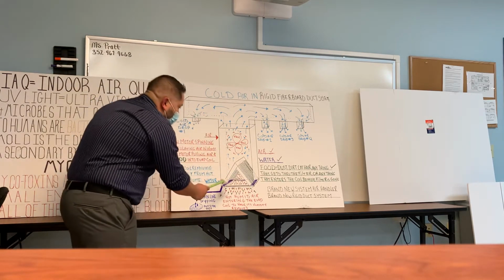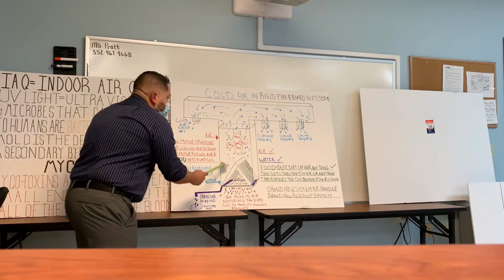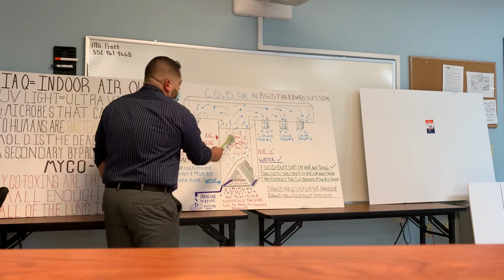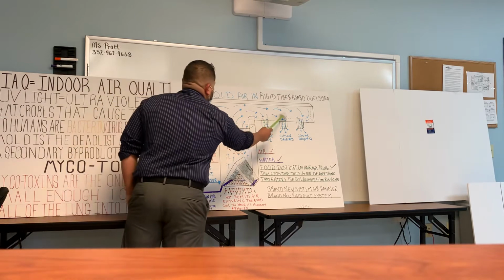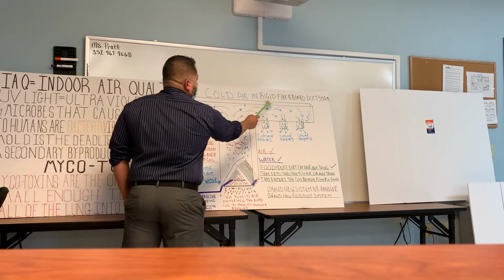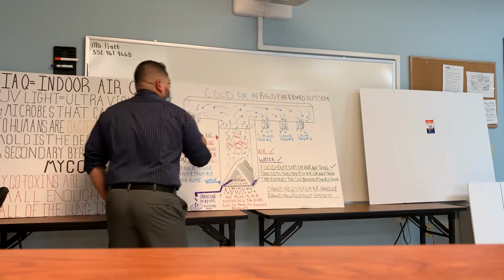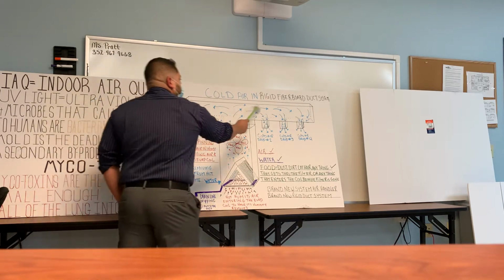So when you have mold that's living on this coil, it releases its mycotoxins onto the fan blade, into the motor, and into the ductwork. Here we have the cold air and the rigid fiberboard duct system. This is a very typical duct system you'll see.